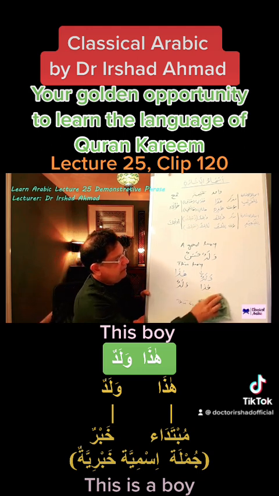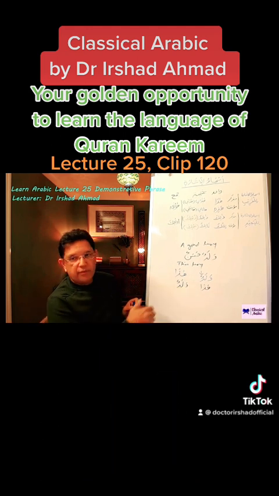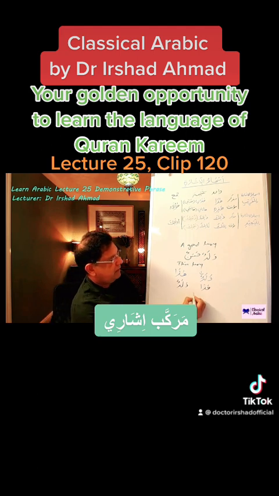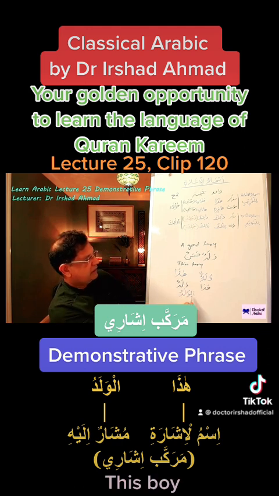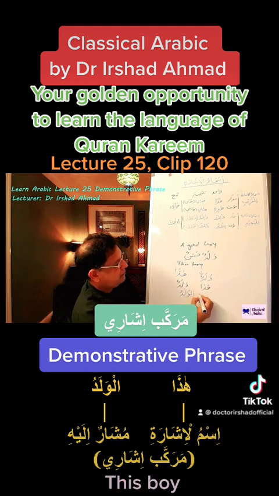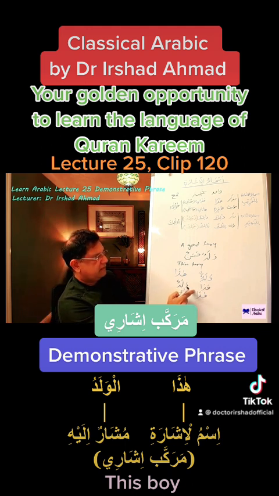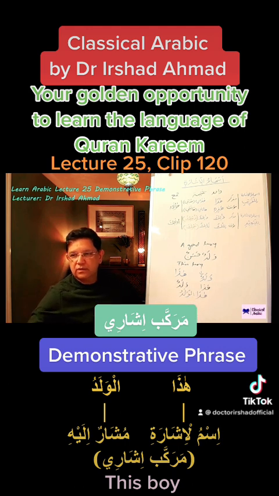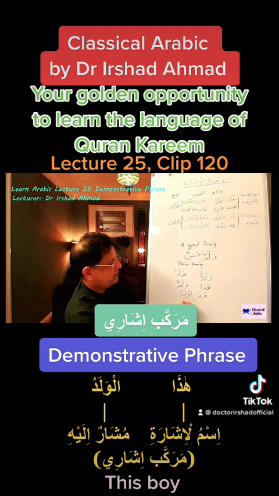We have got our vocabulary. All we have to do is to put al on this noun. So we'll have to make this al waladu. When al comes, the tanween goes, we know that. And then we prefix this with haza. Because this is Hamzatul Wasl, it will not be pronounced, it will become hazal waladu. It will remain there in writing, but it is not going to be pronounced. So our construction is hazal waladu, this boy, and this is our Murakkab Ishari.